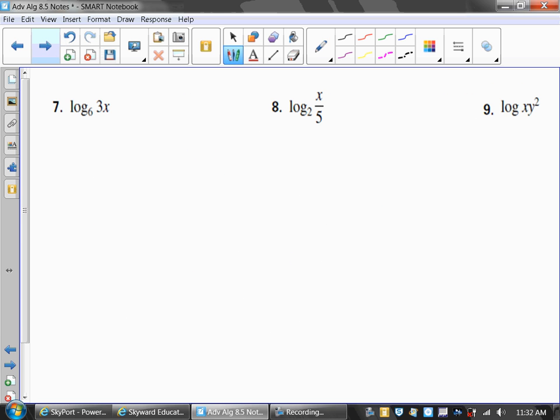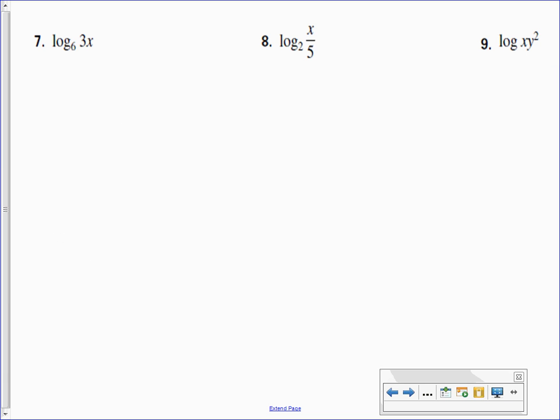Okay. I would like you to try and expand these 3. Can you see those okay? Just write them a little larger. Log base 6 of 3x. Log base 2 of x over 5. And this is log of xy squared. Take a minute. These are all expand. Expand those 3, please.